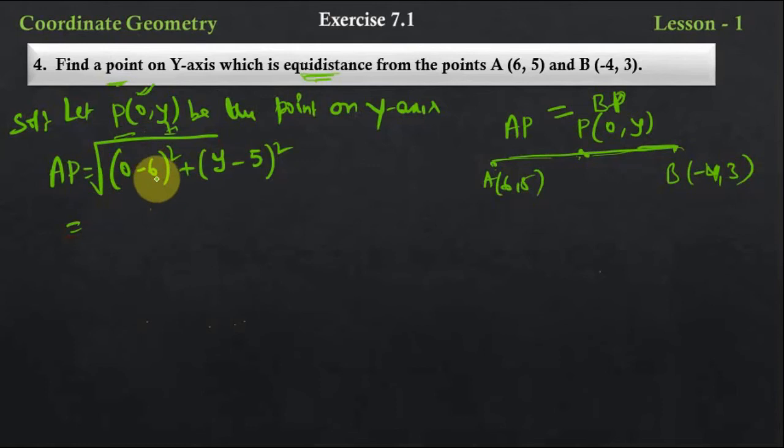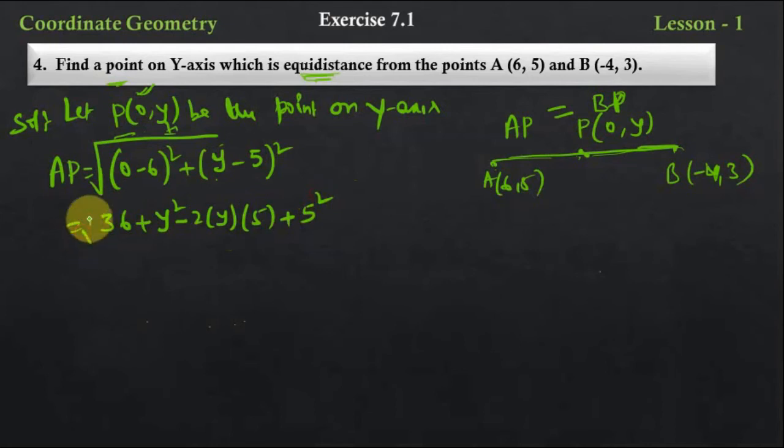0 minus 6 is minus 6 only. Minus 6 whole square is 36 plus, if you observe this, it is in the form of (a minus b) whole square identity. Why? Because we cannot add one variable and one number, so we must make use of the identity (a minus b) whole square. So if we expand, what we will get? a square, here a square means y square, minus 2ab, 2 into a is y, b is 5, plus b square is again 5 square.